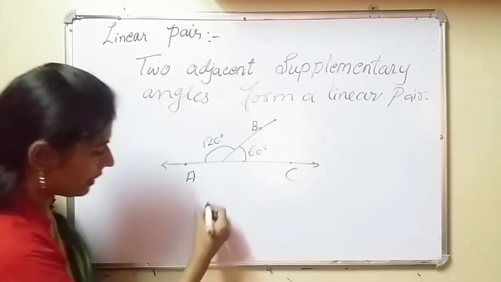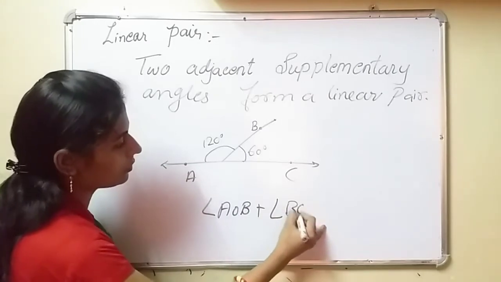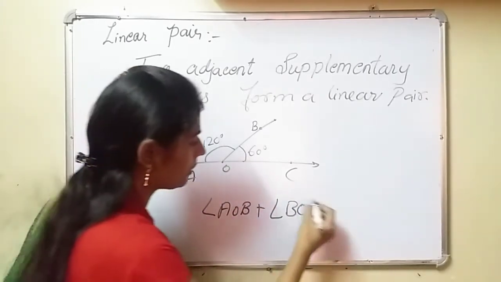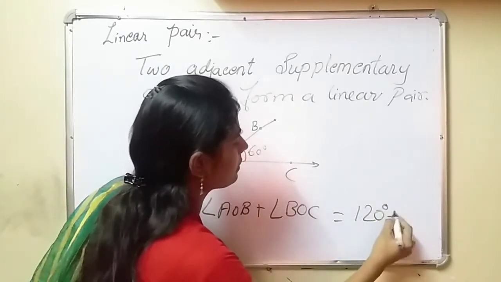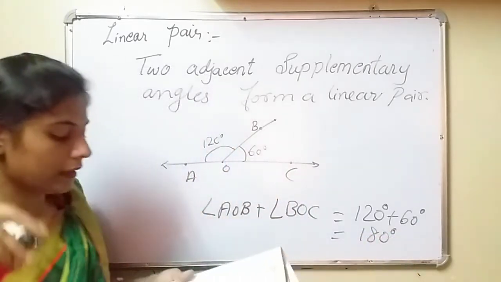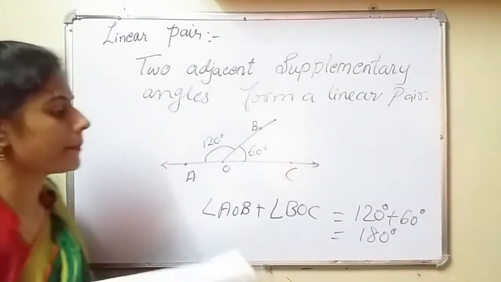Okay, now right here angle AOB plus angle BOC, that is your O point, is equal to 120 degree plus 60 degree is equal to 180 degree. And 180 degree is your supplementary angle or your linear pair.